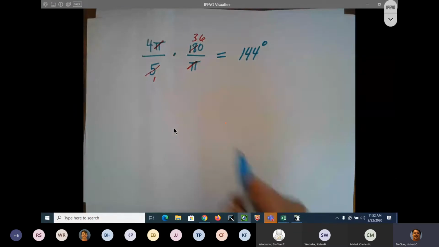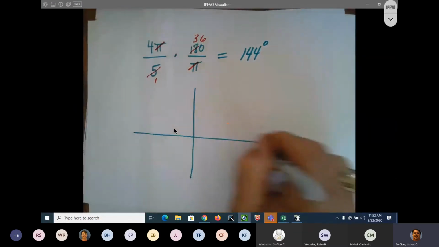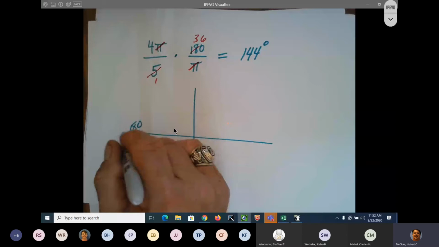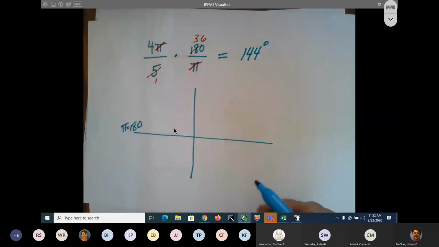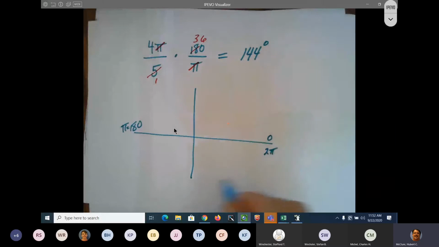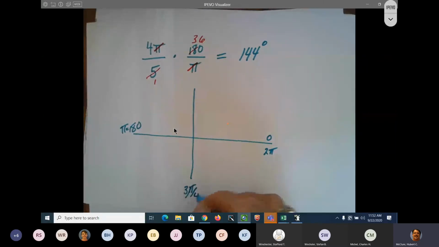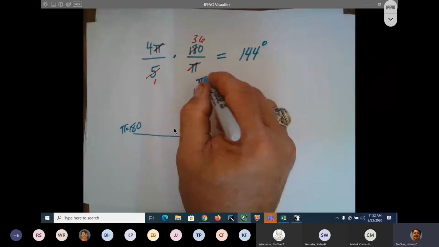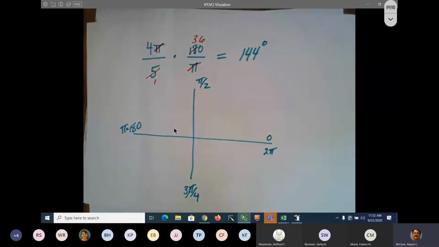So 144 degrees, well, this is 180. 180 is pi. This is 0 or 2 pi. This is 3 pi over 4. And this is pi over 2. Okay, so 144 is going to be somewhere in here.